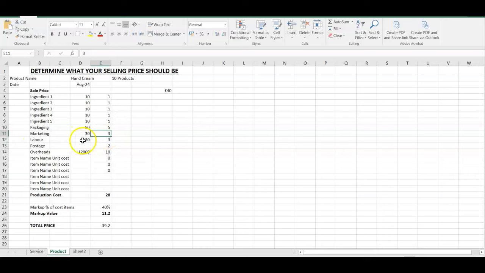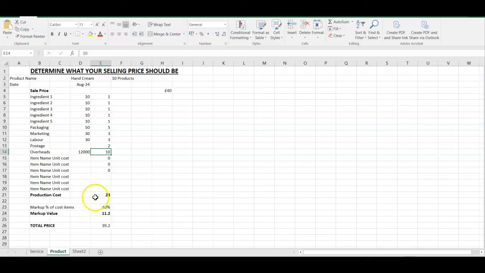Let's say the labor cost is £30, so it's £3 per unit. Let's say postage is £2. I'll put that there. But again, remember, we come to the overhead. Let's say my overhead is £12,000 for the year, and I'm selling 1,200 products in the year. So that's going to be £10 per unit of products that I'm selling. So what you find is that my production cost before profit at all is actually £28 per product.